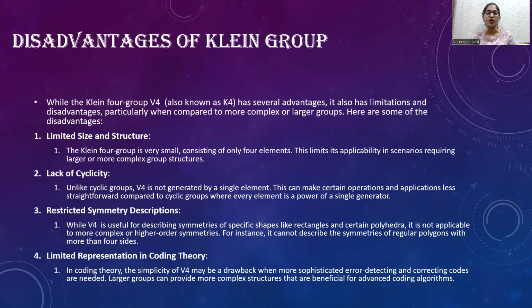While V4 is used for describing symmetries of specific shapes like the rectangle and certain polyhedra, it is not applicable to more complex or higher order symmetries. For instance, it cannot describe the symmetries of regular polygons with more than 4 sides. Limited representation in coding theory. In coding theory, the simplicity of V4 may be a drawback when more sophisticated error detecting and correcting codes are needed. Larger groups can provide more complex structures that are beneficial for advanced coding algorithms.